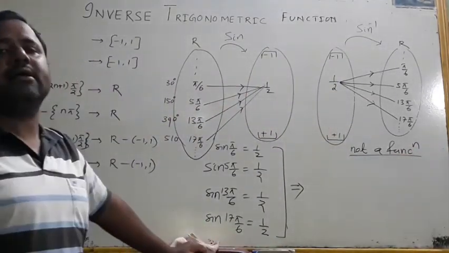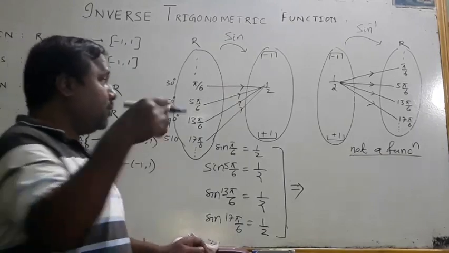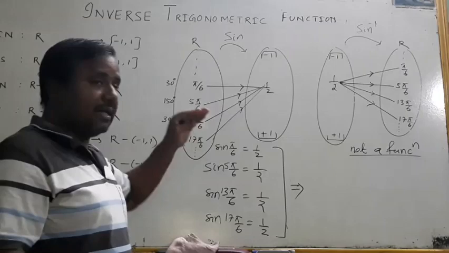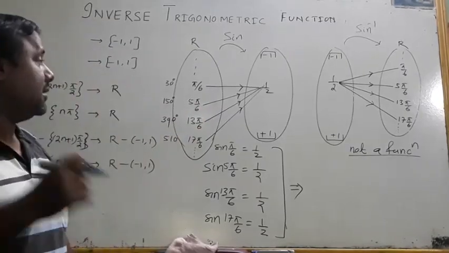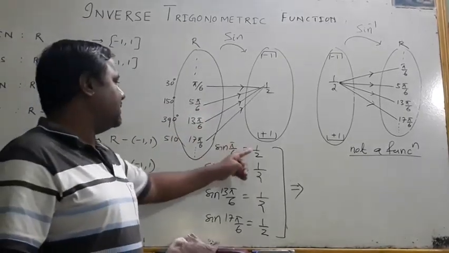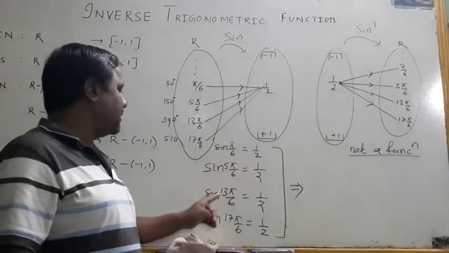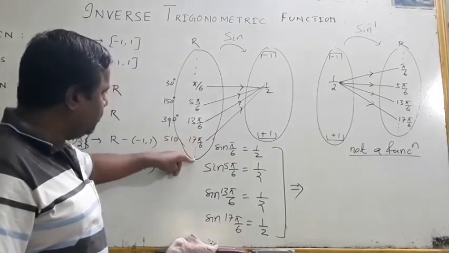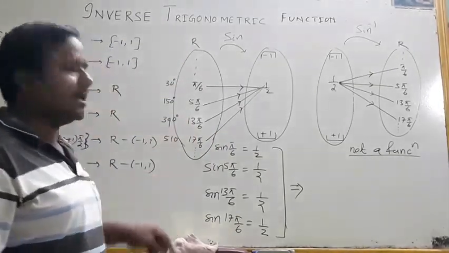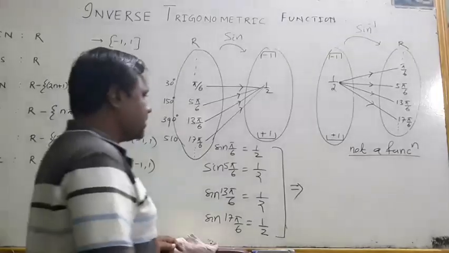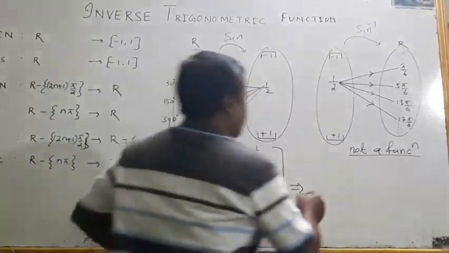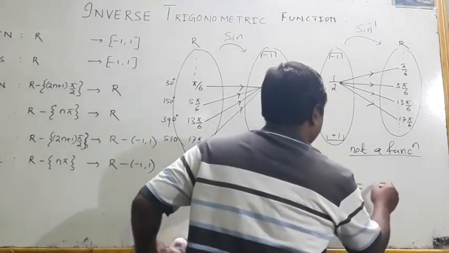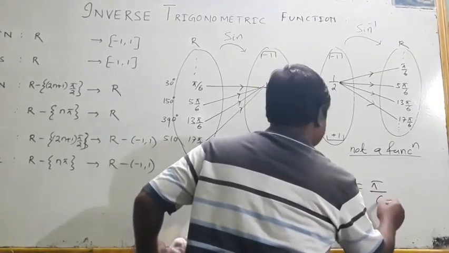But we have to read this chapter, for which the mathematicians restrict this. What is that restriction? Sine pi by 6 is half, 5 pi by 6 is half, 13 pi by 6 is half, 17 pi by 6 is half. There are so many values before and after that which give half. But mathematicians take sine inverse half is equal to pi by 6.